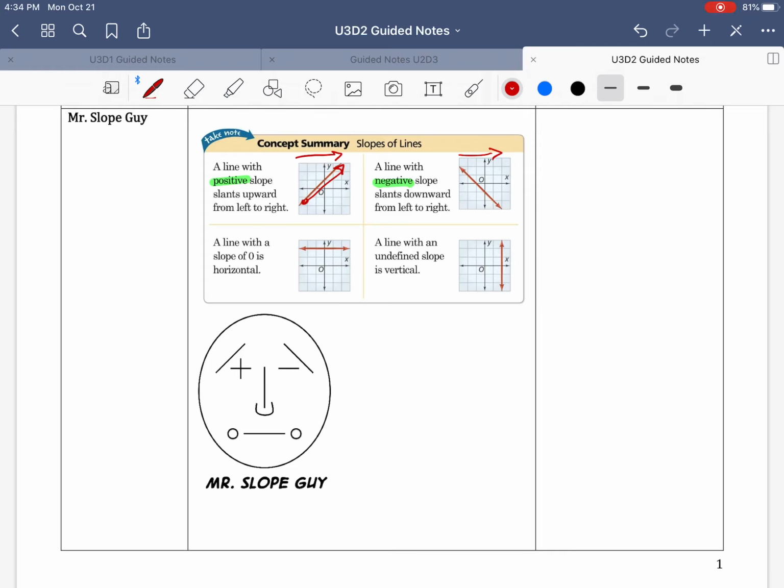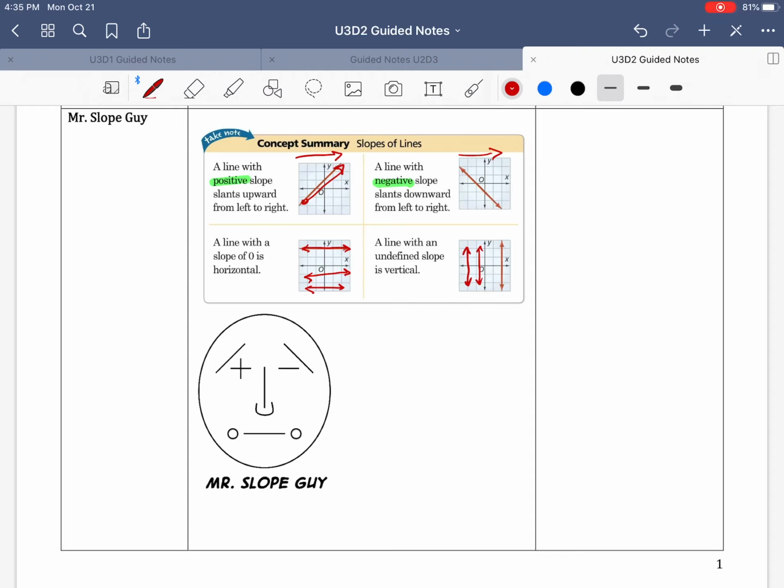Now a line with a slope of 0 is just a horizontal line. So it could be that horizontal line here. It could be this horizontal line here, or this one right here, so on and so forth. And then a line with an undefined slope is vertical. So any line that goes straight up and down has an undefined slope.